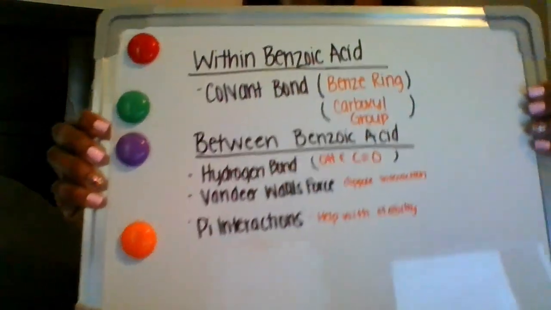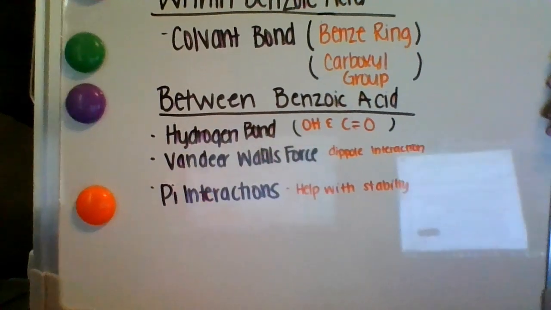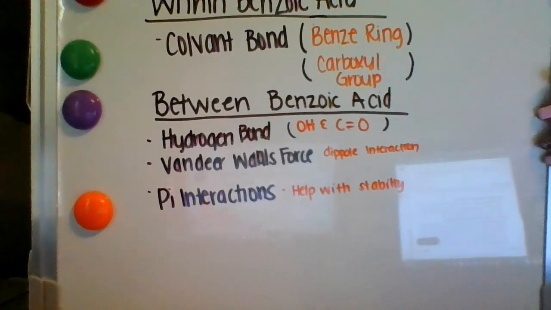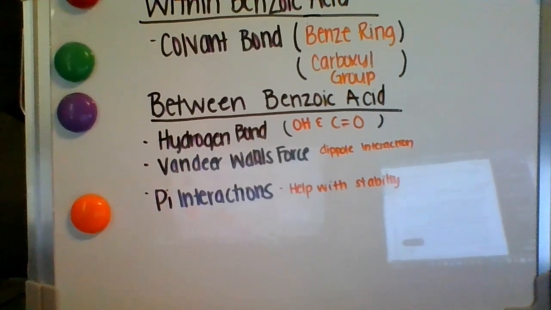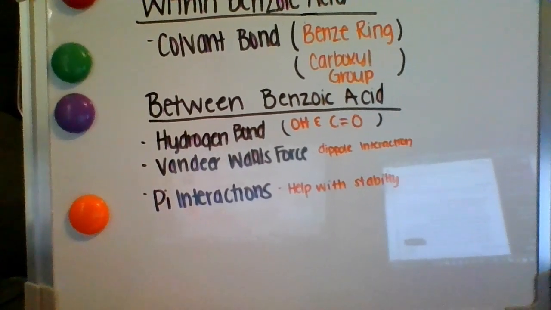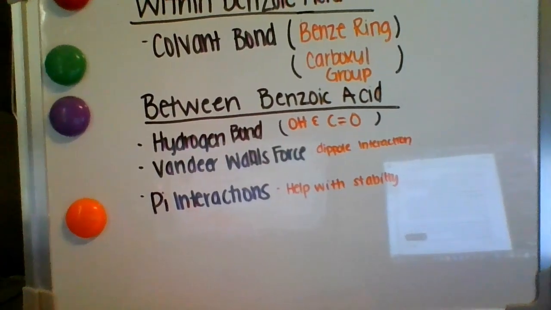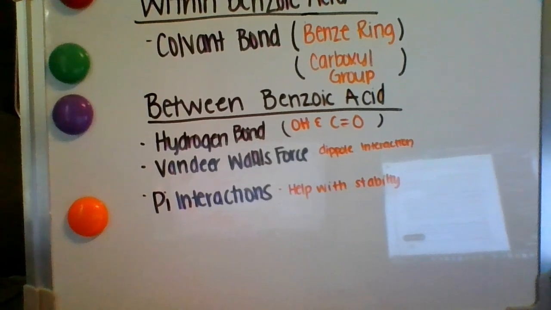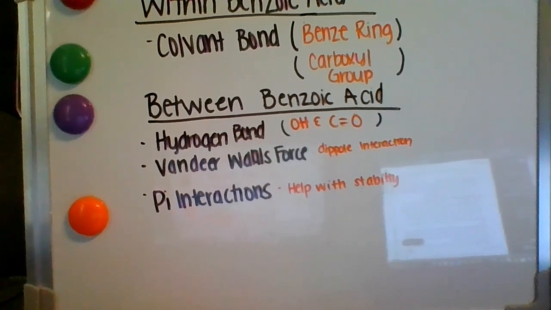Between the molecules, we have a couple of different ones. We have hydrogen bonding groups, which are going to be our OH and our CO. The hydrogens bond together with the hydrogens of the hydroxyl group and the carboxyl group as well. The hydrogen bond is special because it has a dipole-dipole-like interaction with high electronegativity of the atoms.